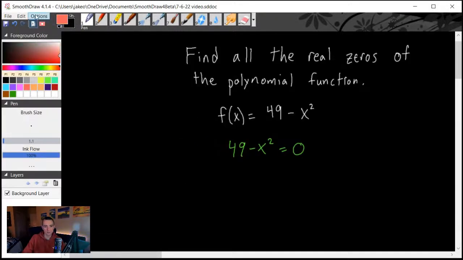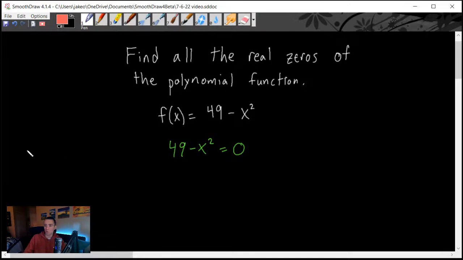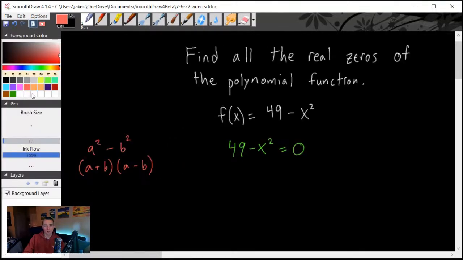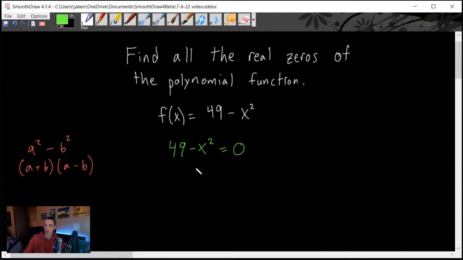Difference of squares basically says if you have one term that is a square minus another term that is a square, you can factor that into the square root of the first term plus the square root of the second term, times the square root of the first term minus the square root of the second term. So in this case, in order to apply this formula, all we want to do is think of 49 minus x squared as 7 squared minus x squared equals 0.